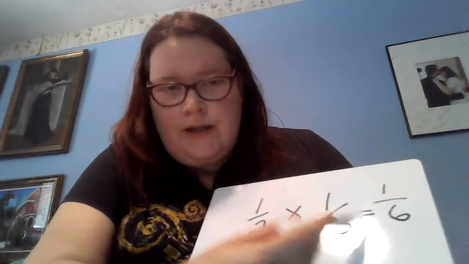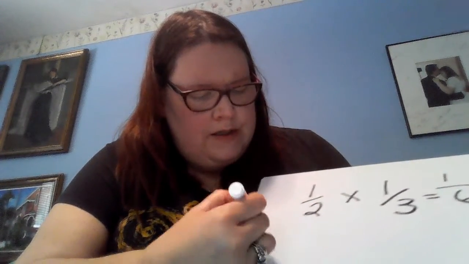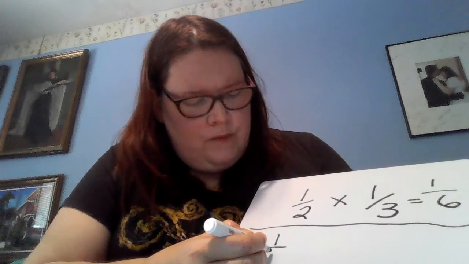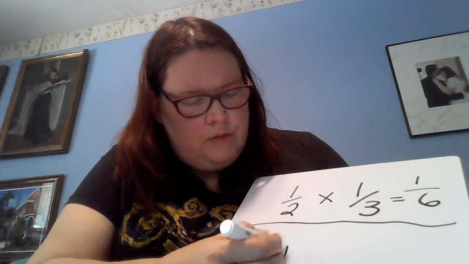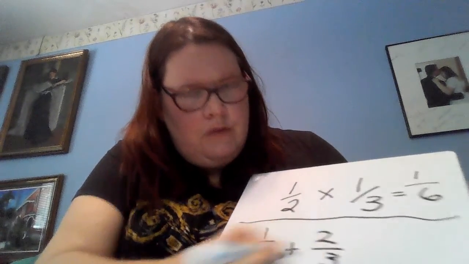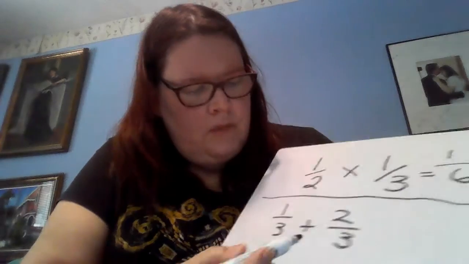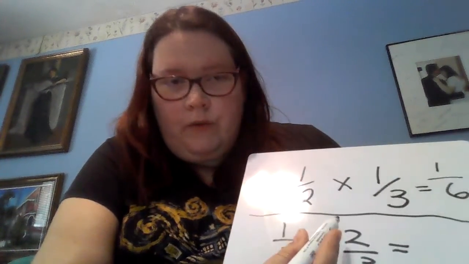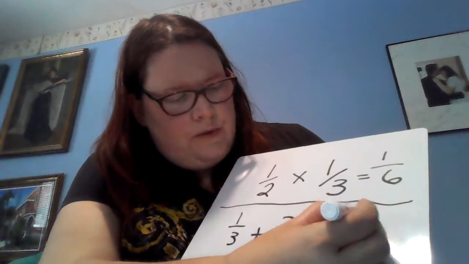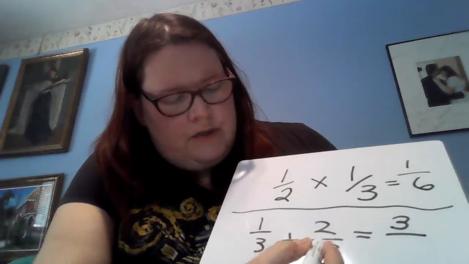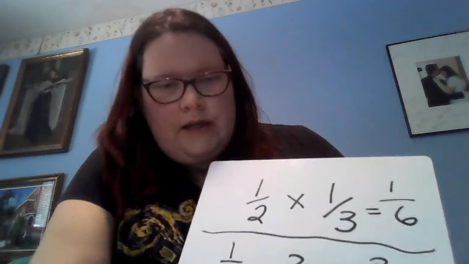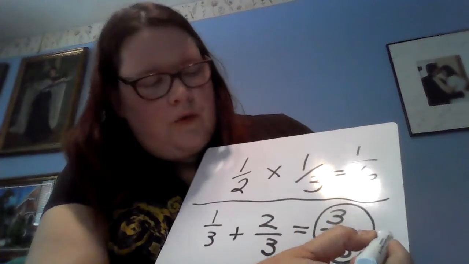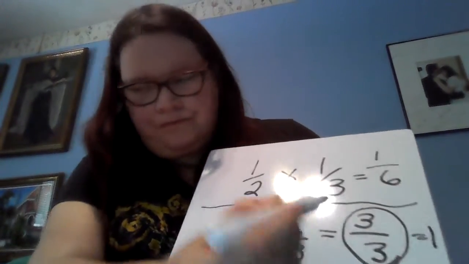Your denominator will change with addition and subtraction with fractions. Say if I were to add 1/3 plus 2/3, my denominator would stay the same. So it would be only the numerator would change. So 1 plus 2 equals 3. My denominator would stay 3. And actually when it's something like 3/3, that equals 1 whole. So that would actually be equal to 1.